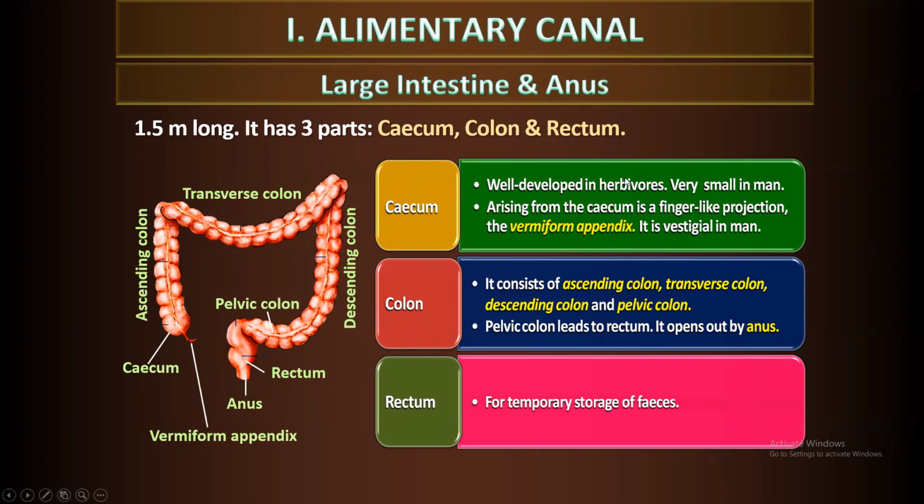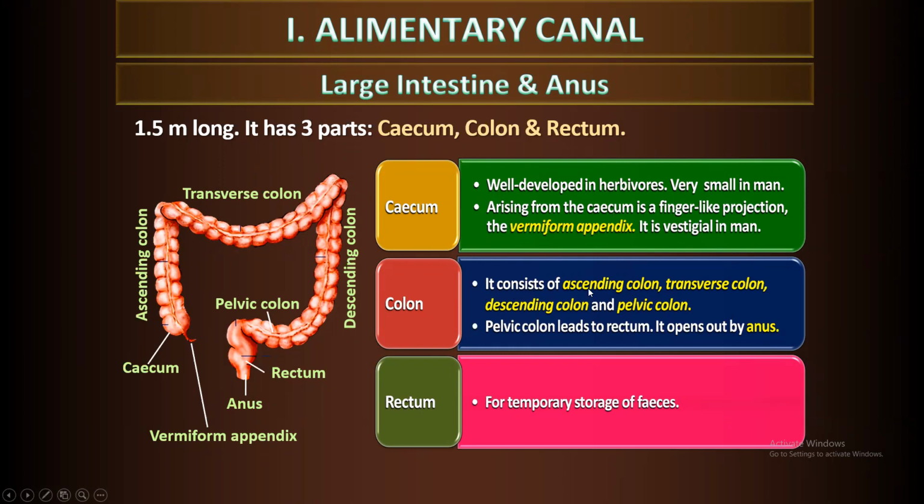It is well developed in herbivores because this region contains a kind of bacteria which is called E. coli bacteria. It is very small in man. Arising from the cecum is a finger-like projection which is called vermiform appendix. It is vestigial in man. Vestigial means useless.